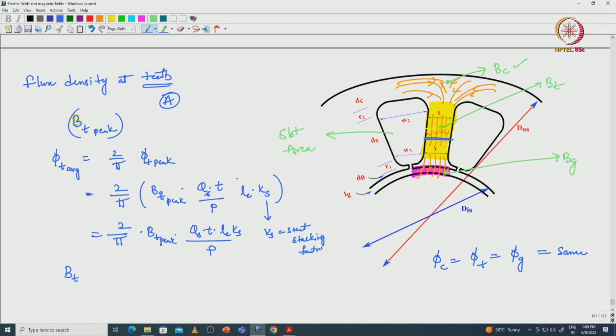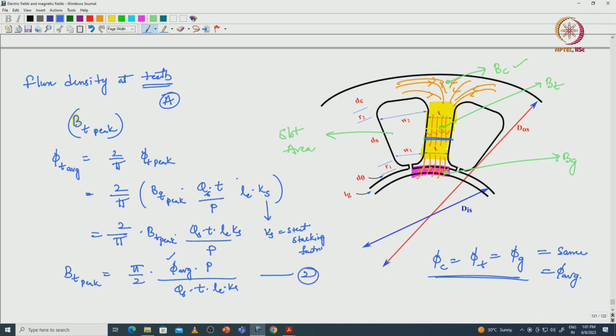So, the maximum flux density at the teeth is nothing but pi by 2 into flux average into P divided by Qs T into Le Ks. The flux average I am considering the same. So, phi t average or phi c average or phi g average, all these things I am representing as phi average, okay. So, this is equation 2.